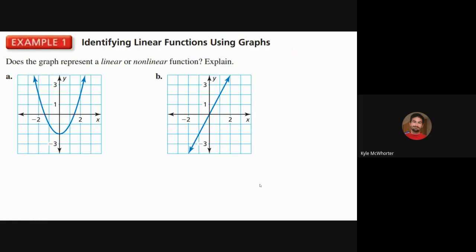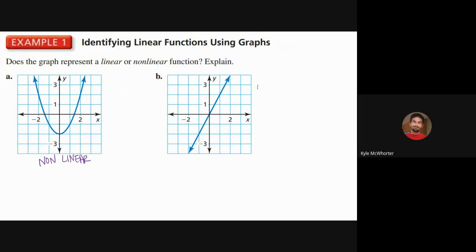Okay, so does the graph represent a linear or a nonlinear function? Well, on A, is this graph a straight line? No, so this is nonlinear. But it is a function. If you imagine the vertical line test, there is no vertical line that will touch this graph at 2 points at the same time. So it is a function, it's just nonlinear.